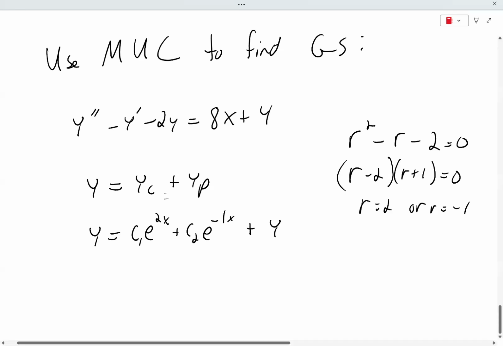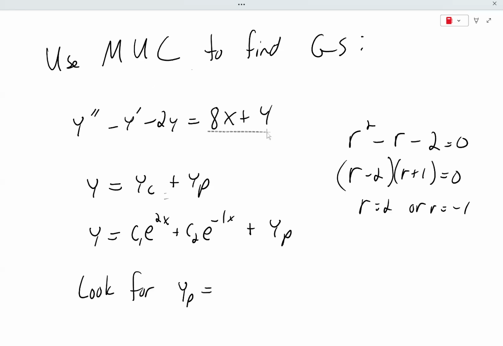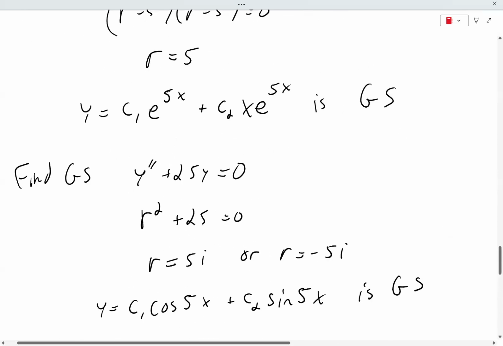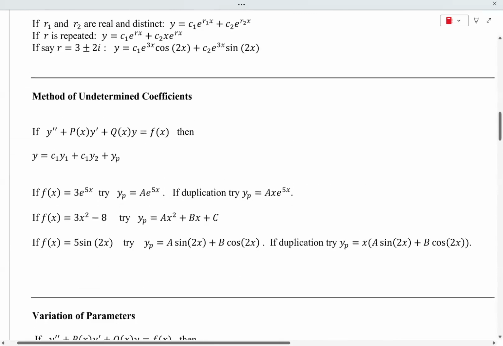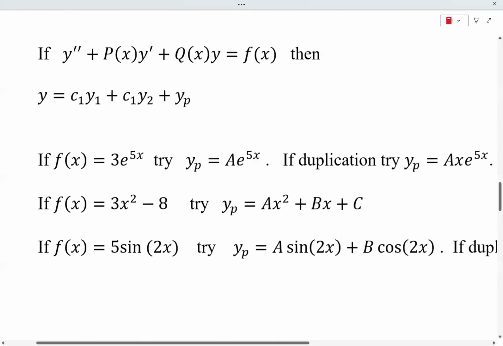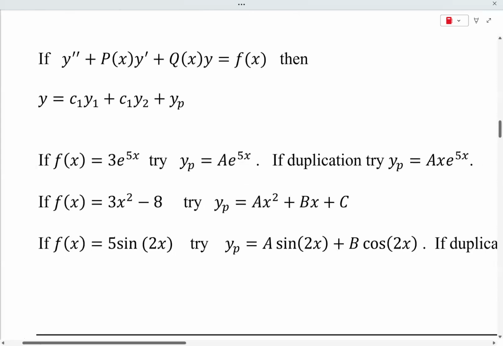Okay, and then for the y sub p here, this is where you use the method of undetermined coefficients. So basically, you look for this. The form you pick here depends upon what this looks like over here. Basically, it's either going to be an e to the x sort of thing, or a sine cosine thing, or a polynomial, or some combination of that. On the sheet here, I have some examples. I think back here. Yes, here's the undetermined coefficients method here.